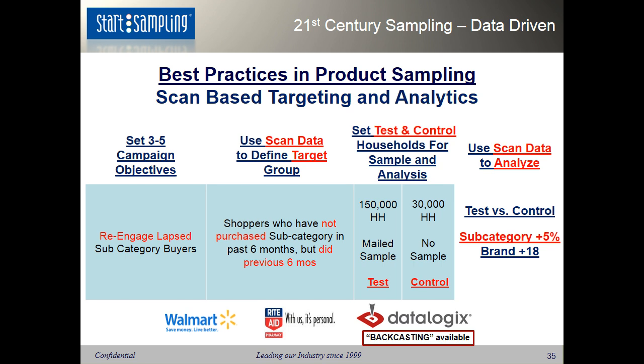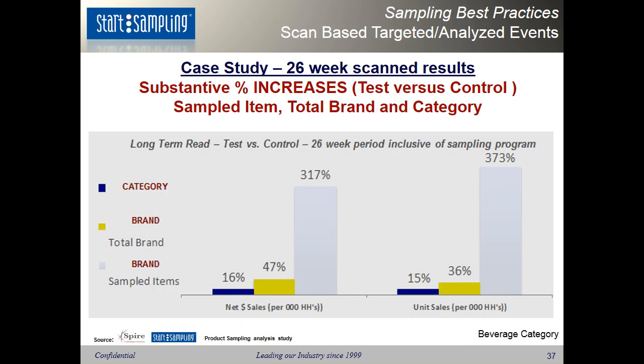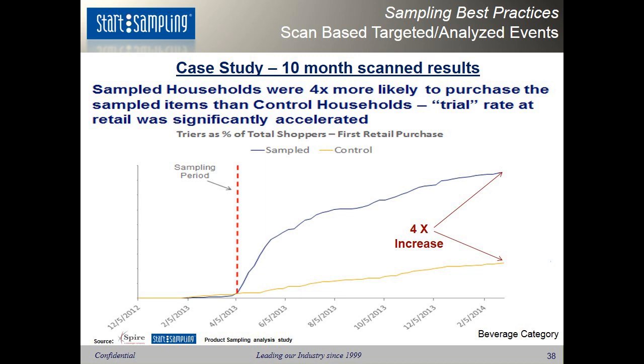So you end up with information that looks like this at the end of the day. You can go back and see what kind of a sales lift you got, units and dollars, versus control for the actual SKUs and the brand and the category. So basically what you're starting to see come out here with these scan-based targeted analyzed events is what used to be household panel data now at scale, right? Because now you can execute it in the real world and read it.